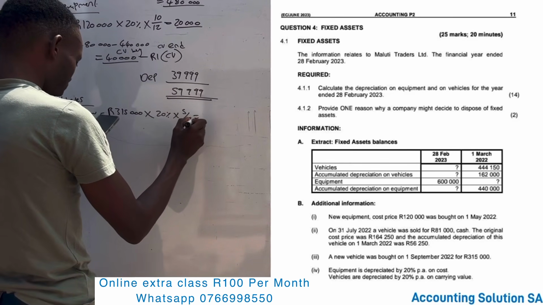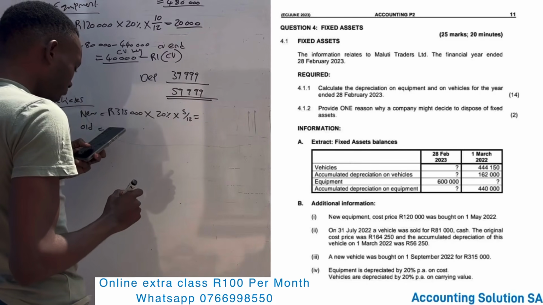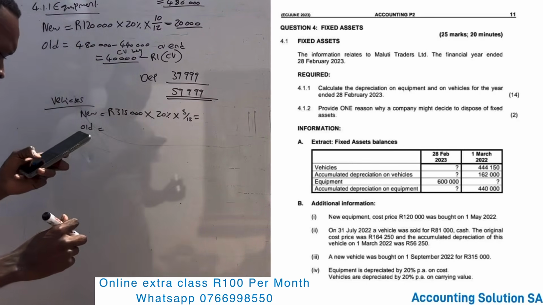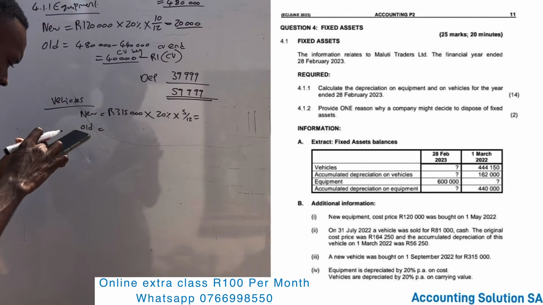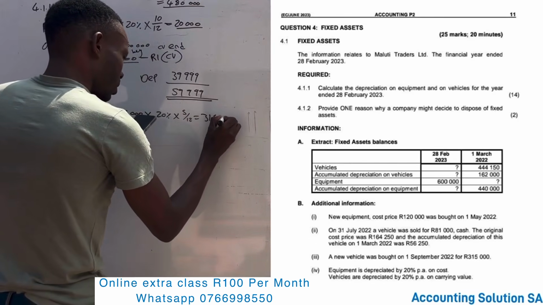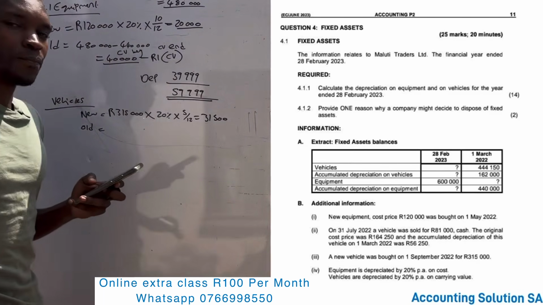Okay, then in this case it's going to give you how much? Okay, let me check the calculation. It's going to give you 31,500. All right, now we have to go to the old one.